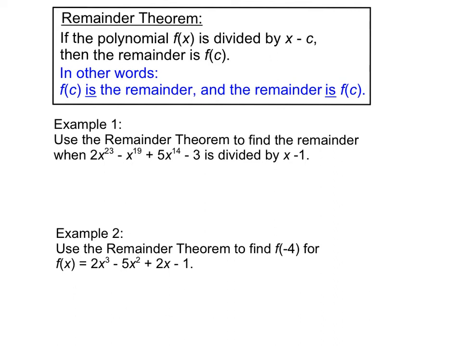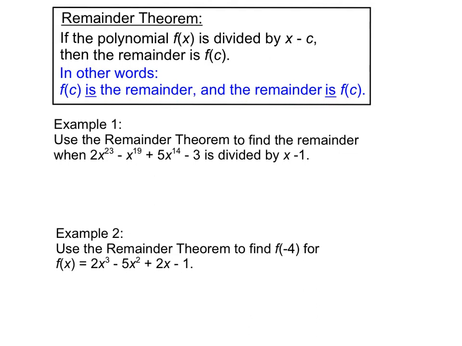Lastly, we are going to explore the remainder theorem. Here's what the remainder theorem says. If the polynomial f of x is divided by x minus c, then the remainder is f of c, which means that f of c is the remainder and the remainder is f of c.